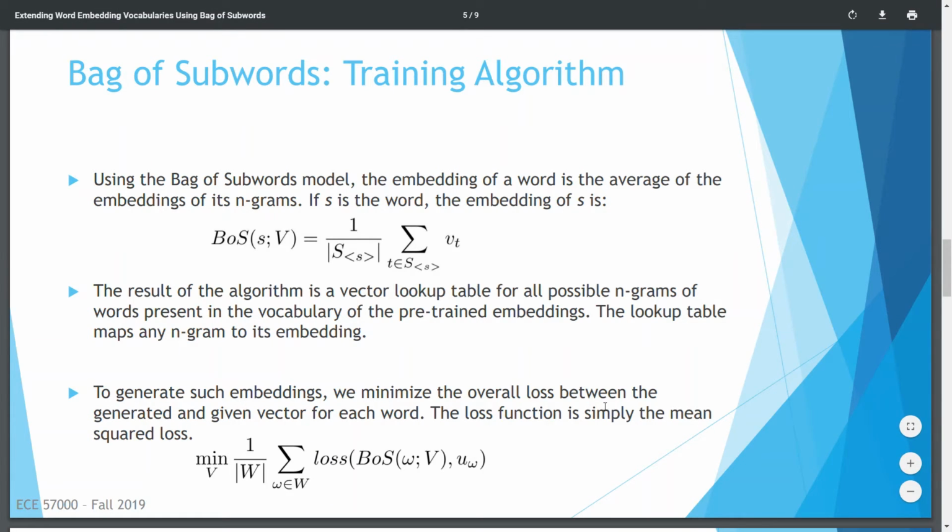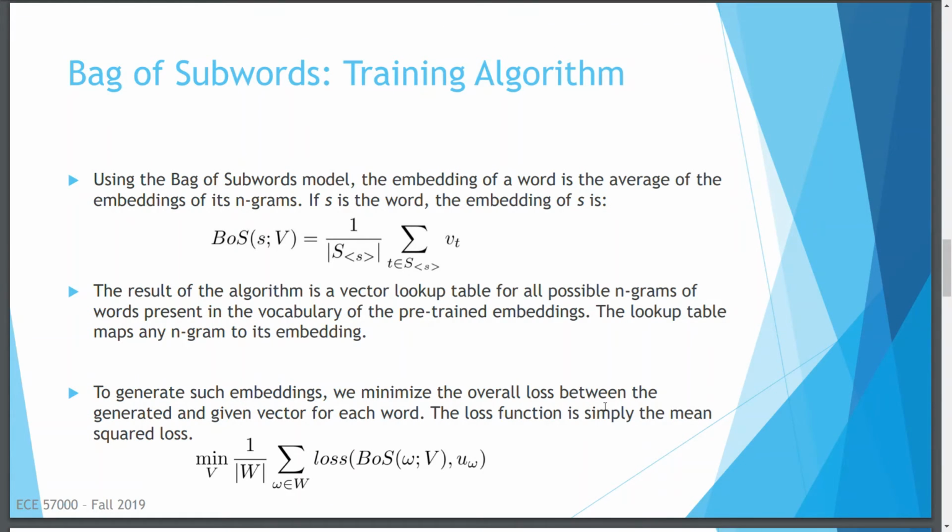Now we have to actually get the embeddings for these n-grams because those embeddings aren't given to us. All we have is the embeddings for the words in the original vocabulary. So we try to minimize the loss between the generated and given vector for each word. That's what this formula is saying. This is what we're trying to minimize, where for every word in the given vocabulary, we're minimizing the loss between our bag of subwords embedding and the actual embedding. And here the loss is just the mean squared loss.